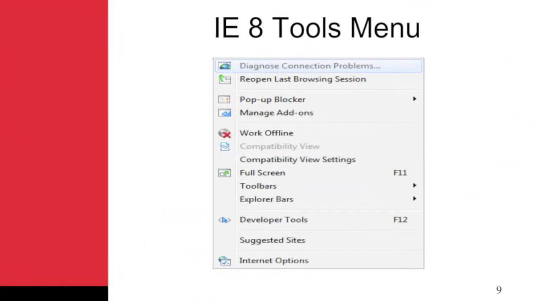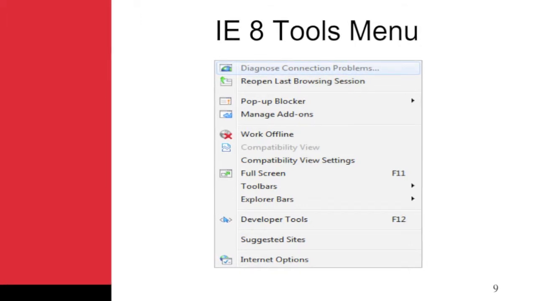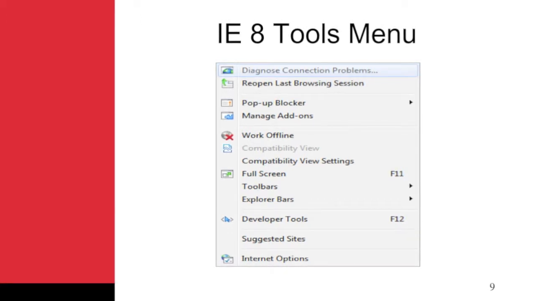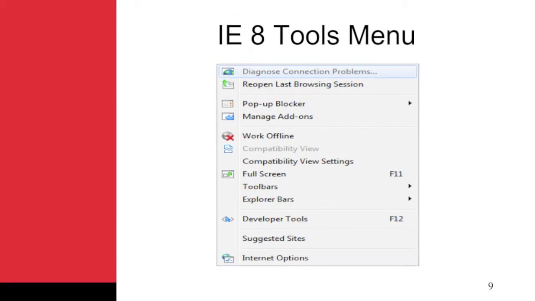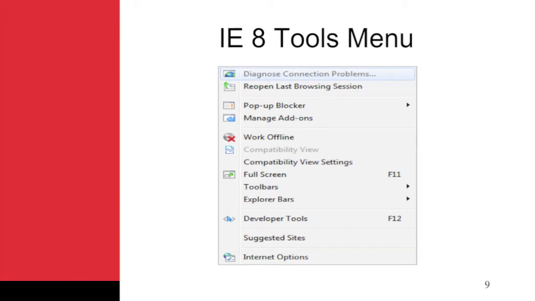The Tools menu is used to access the primary configuration interfaces in Internet Explorer and includes the following tools: diagnose connection problems, reopen last browsing session, pop-up blocker, manage add-ons, work offline, compatibility view, full screen, toolbars, explorer bars, developer tools, suggested sites, and Internet options.